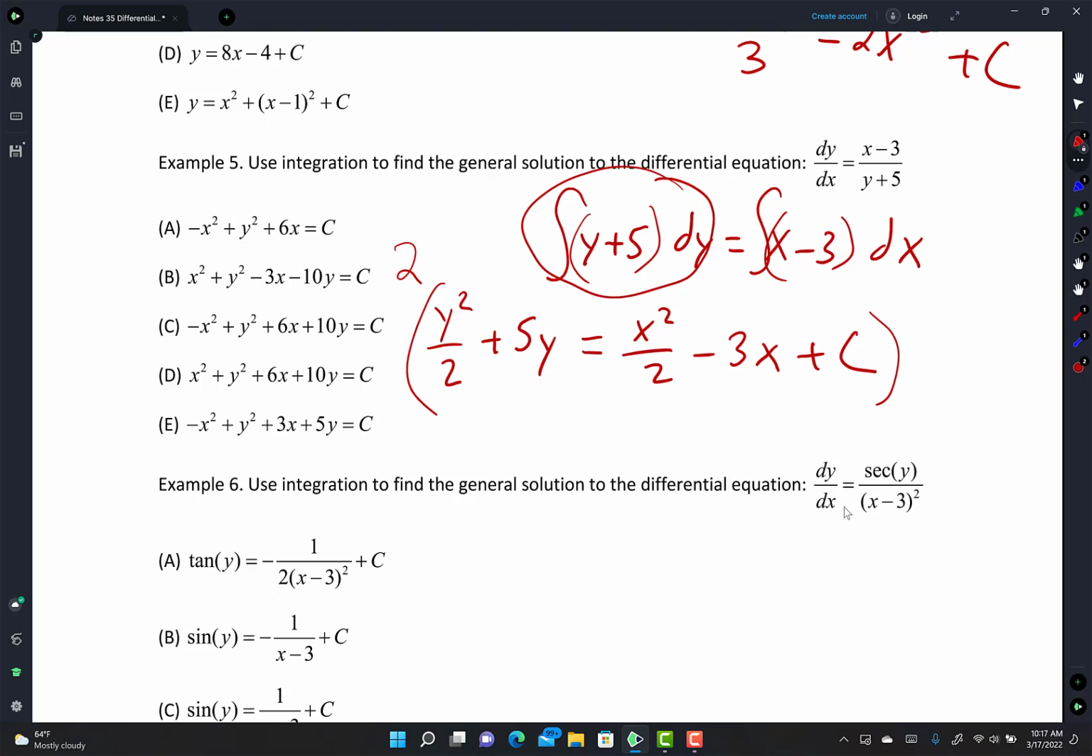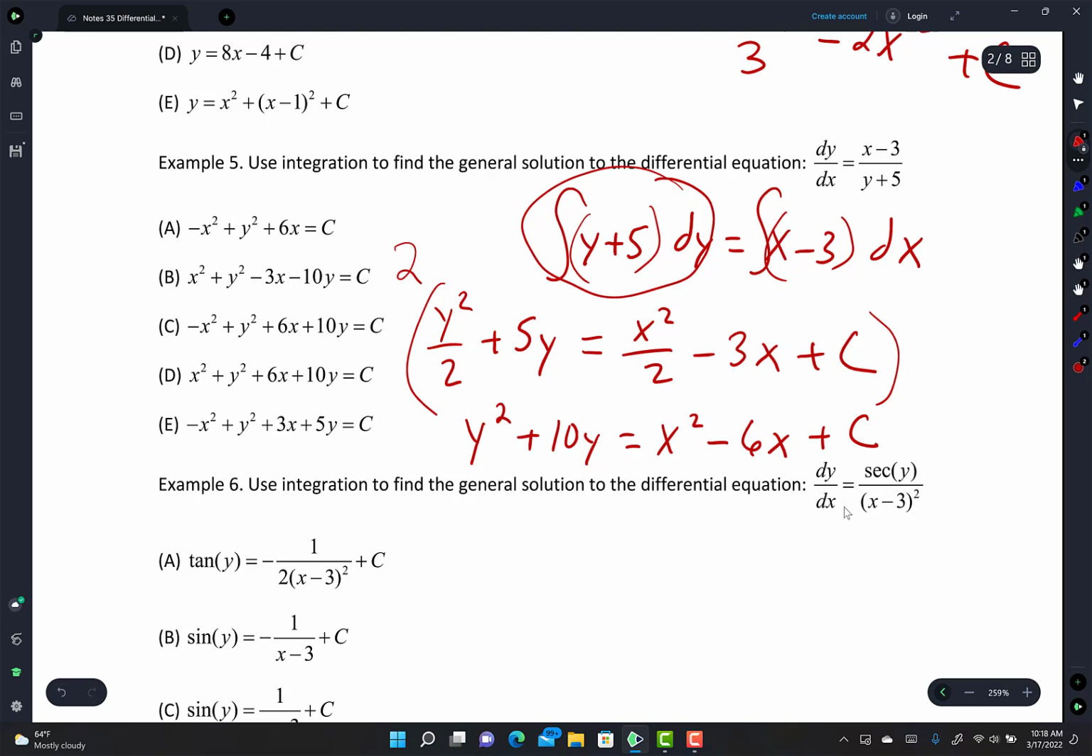All right, so let me see. I'm going to have y squared plus 10y equals x squared minus 6x. Oh, here's a good question. Plus, do I write 2c or do I write c? C. Perfect. Why am I writing c? It's still a constant. Any constant times 2 is still a constant. So you're just going to write c. Do not write 2c. Do we understand that?